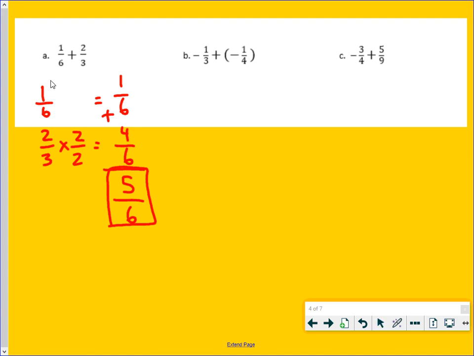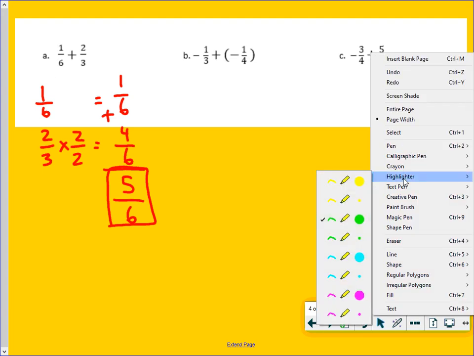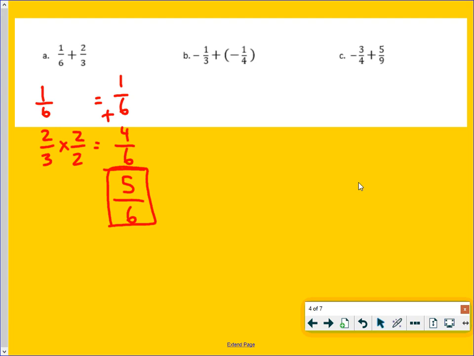The next one should be pretty obvious as well. The common denominator would be 12. 3, 6, 9, 12. 4, 8, 12. So 12 is our common denominator, so we need to rewrite these. But don't forget, they have the same signs. So because they have the same signs, we're going to be adding them, and we're going to keep the sign at the end.